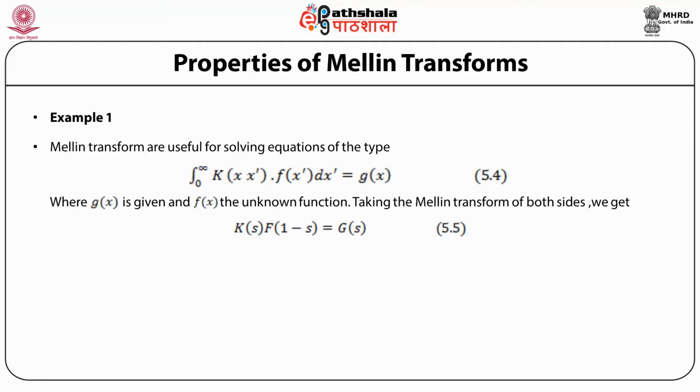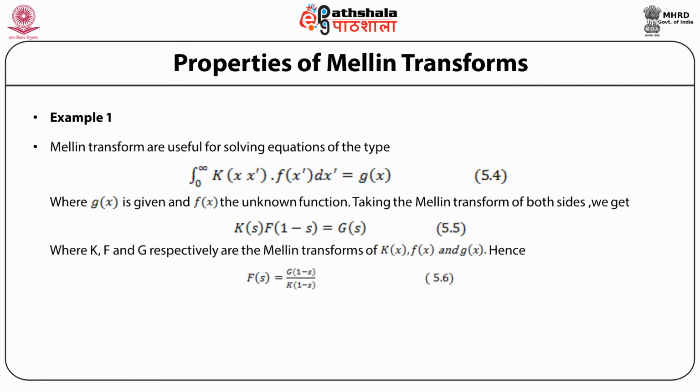Taking the Mellin transform of both sides, we get K(s) multiplied by F(1 minus s) equal to capital G(s), where K(s), F(s) and G(s) are respectively the Mellin transforms of k(x), f(x) and g(x) respectively.